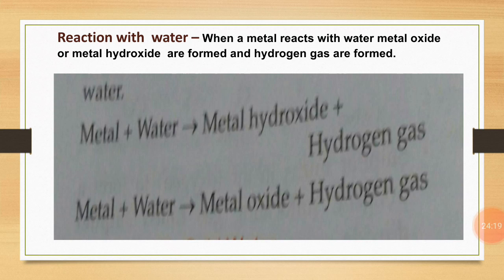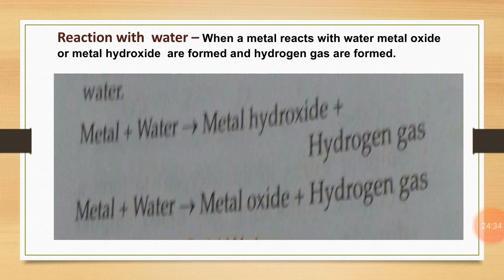So the less reactive metals react with boiling water, whereas the more reactive metals such as sodium and potassium react with cold water. Next is about the reaction of the metals with steam.